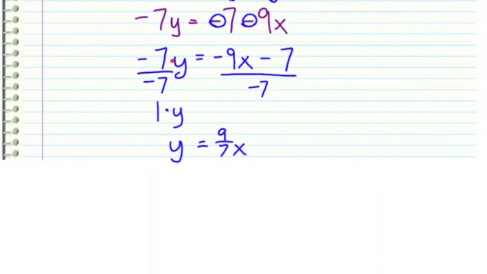The next piece will be negative 7 divided by negative 7. So now I'm left with a 1. Negative divided by a negative is a positive, so I'm going to add that 1. Now when I take a look at my equation, I have y equals 9/7 x plus 1. This is absolutely in the correct form of y equals mx plus b. So I am all set, and I have my final answer right there.